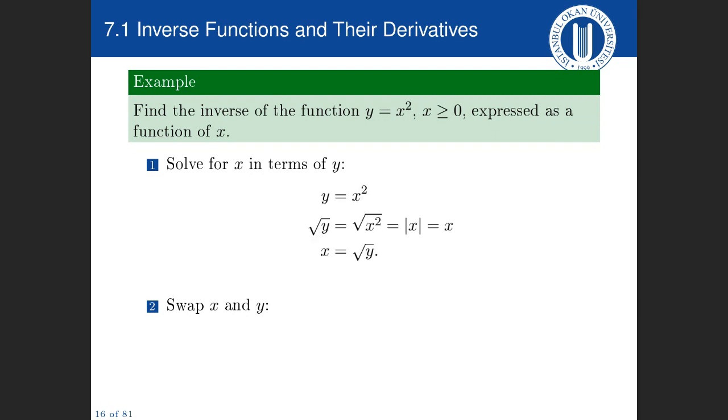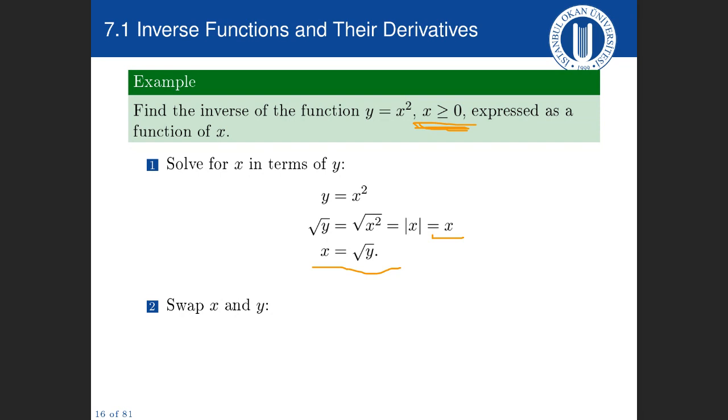So here's step 1. Starting with y is equal to x squared, square root of both sides. Square root of y is the square root of x squared, which is equal to the absolute value of x. But remember, we're only doing this for positive x. So actually, we don't need the absolute value signs in. We just have equal to x. So for step 1, we have x equal to the square root of y.